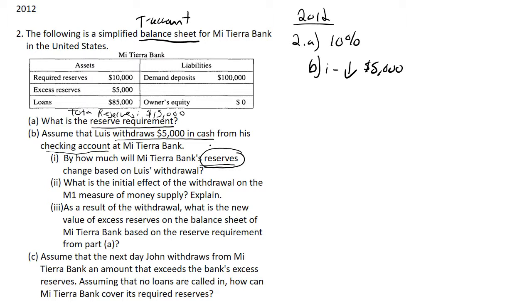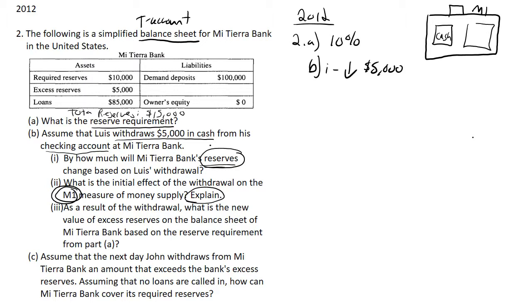Next, part 2 says, what is the initial effect of the withdrawal on the M1 measure of the money supply? And then they want us to explain. Now, when I try to explain this question, I ask you to visualize the M1 measure of the money supply as being a briefcase. A briefcase with 2 pockets in it, right? So here's my briefcase, and that represents the M1. One pocket in this briefcase represents the cash, while the other pocket represents the checkable deposits.